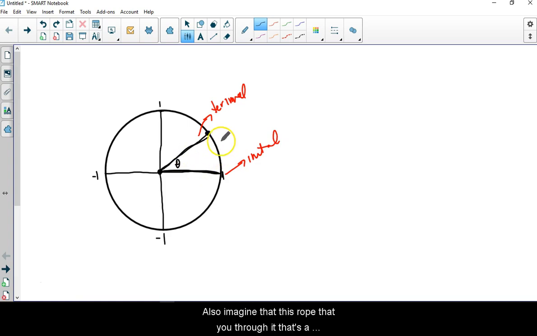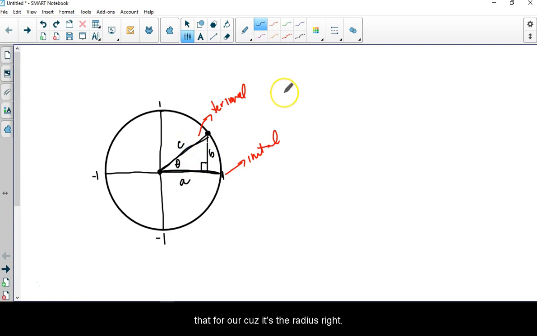Now, also imagine that this rope that you threw is longer than you need to get out there. And so after it wraps around here, it drops down, bloop, and it hits the ground. And it hits the ground at a 90-degree angle, right? Because it just falls straight down. That's the right triangle that the trig functions are created from. I'm going to call this A, B. I am going to stay with C. Most of the time you're going to see that for R because it's the radius, right?